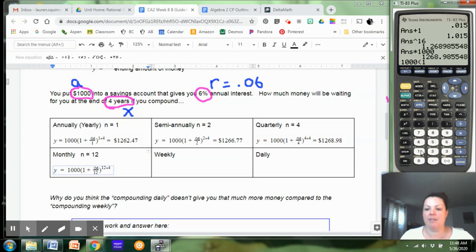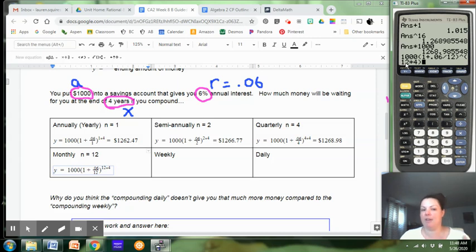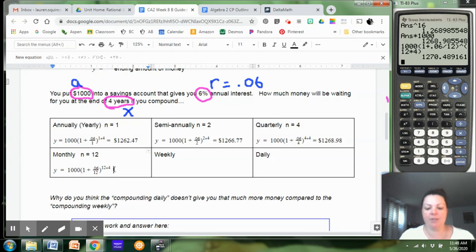So 1,000 times the quantity of 1 plus the 6% divided up 12 times in the year, raised to the 12 times 4 years. Because the 12 in your exponent is the number of times in a year, and then we're letting this run for 4 years. So it's a total of 48 times that we're going to do this compounding. We have our final result. We're going to have a total of $1,270.48.